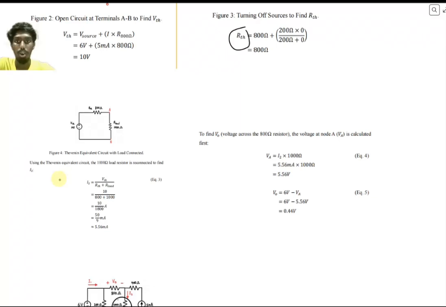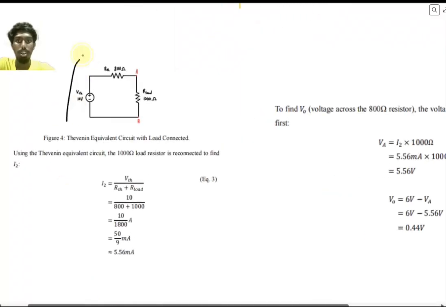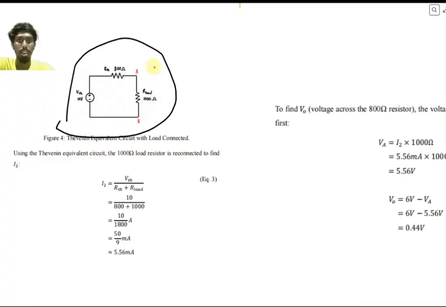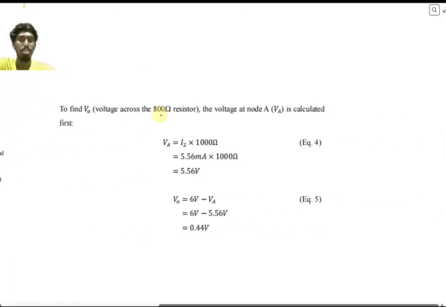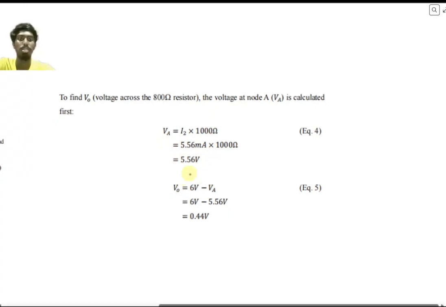This is our Thevenin equivalent circuit. This is our Thevenin equivalent circuit with the load connected. In order to find I2, the current flowing across this 1000 ohm resistor, I2 is equal to 5.56 milliamperes. To find the voltage across the 800 ohm resistor, we need to find VA. So VA is equal to 5.56 volts. We use Ohm's law, and for this, we just take 6 volts minus VA.